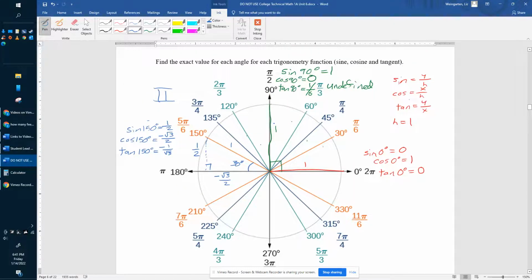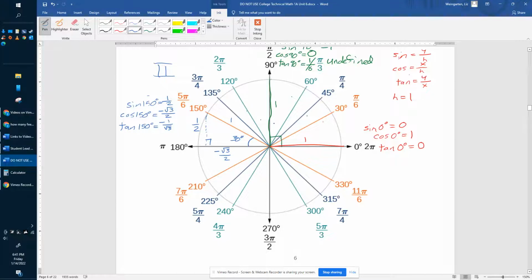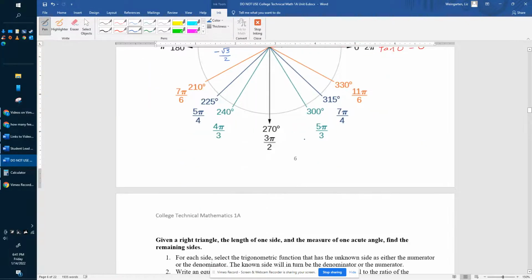So you can continue to analyze these if you'd like to. Me or your instructor would be more than happy to work one-on-one with you if you wanted to continue working on this unit circle.